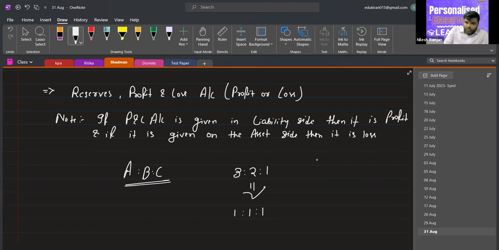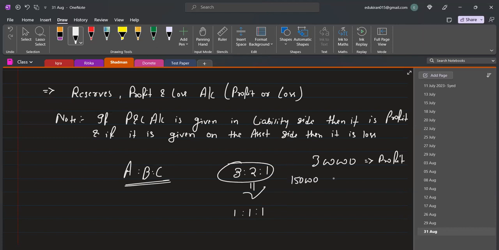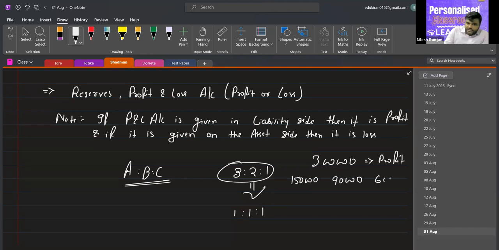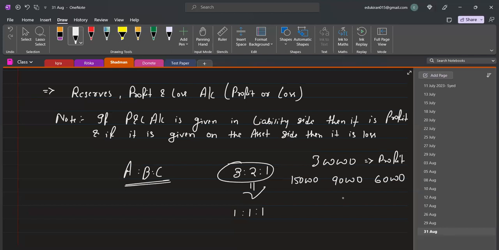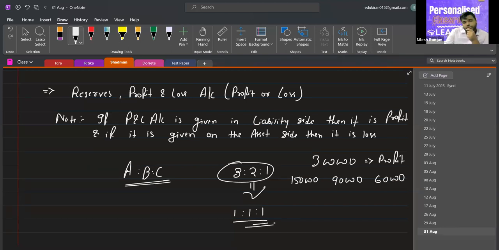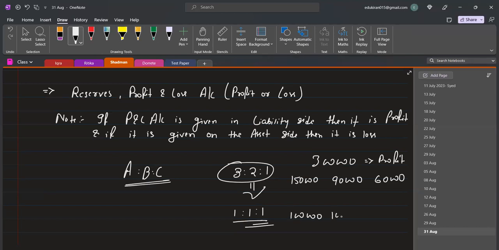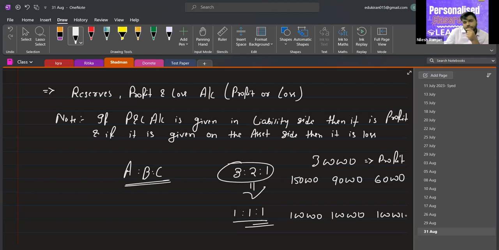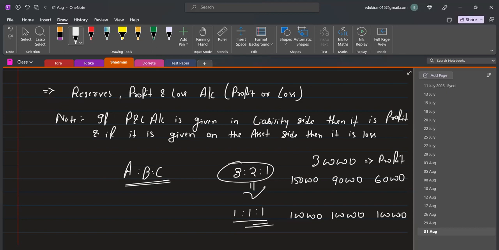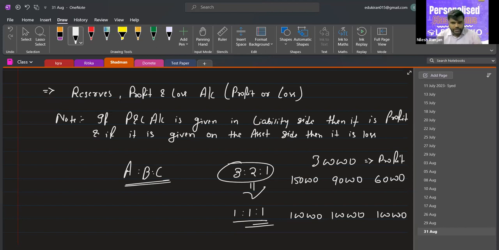Now, let's say there is 3 lakh profit shown in the balance sheet. If it is distributed in the old ratio, then A will get 1,50,000, B will get 90,000, and C will get 60,000. If it is distributed in the new ratio, then A will get 1 lakh, B will get 1 lakh, and C will get 1 lakh. C is a gaining partner here. In the old ratio C gets 60,000, but in the new ratio he gets 1 lakh. So he will be happy that he is getting 40,000 more.